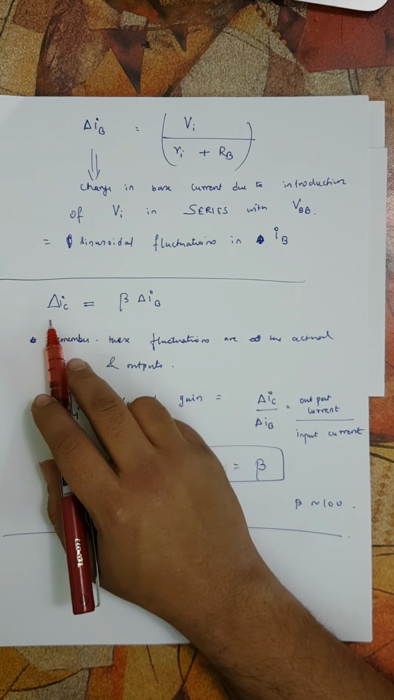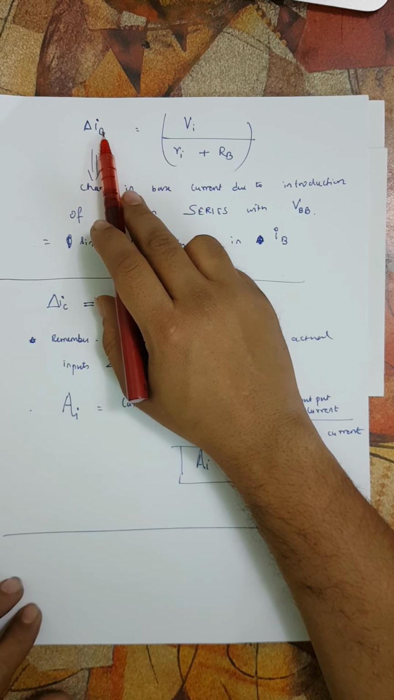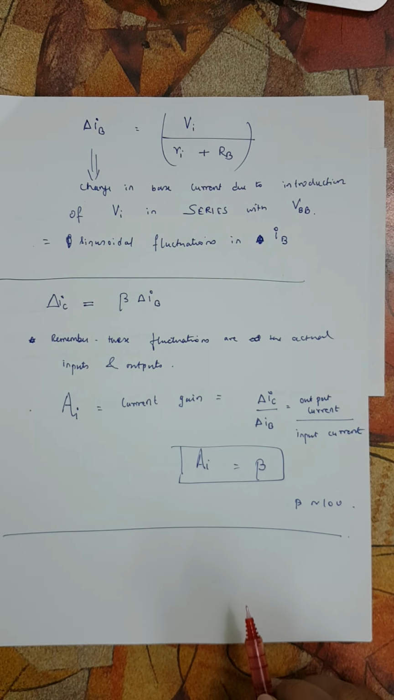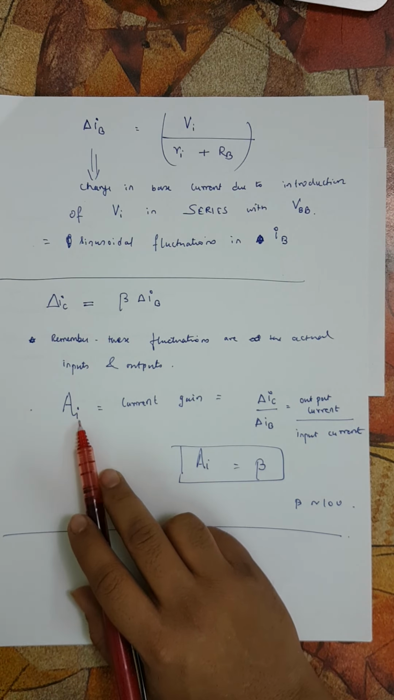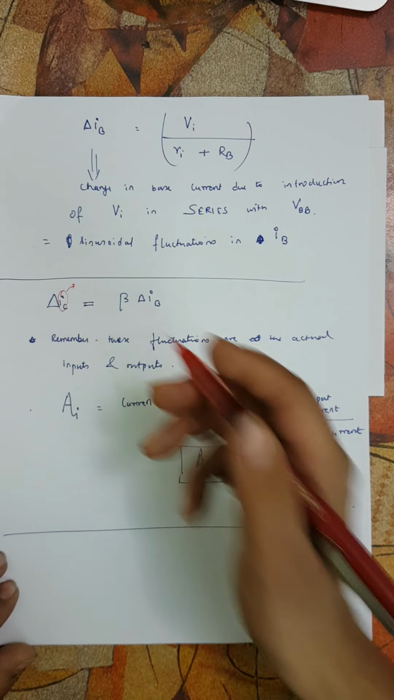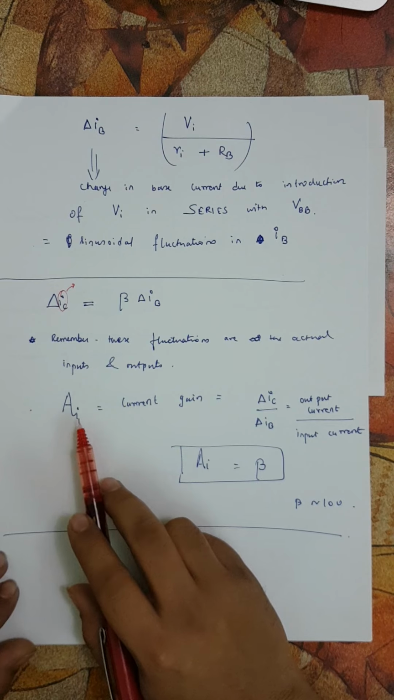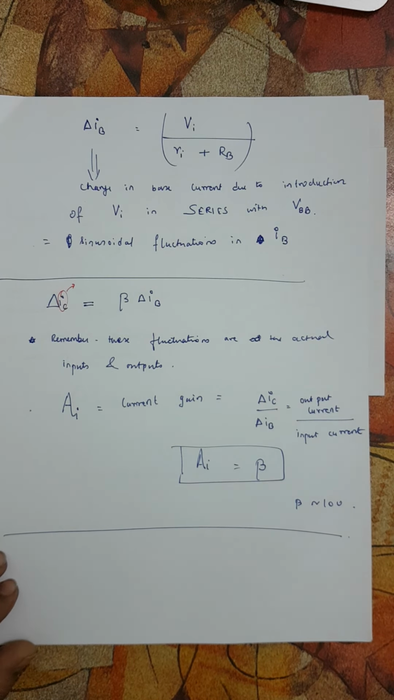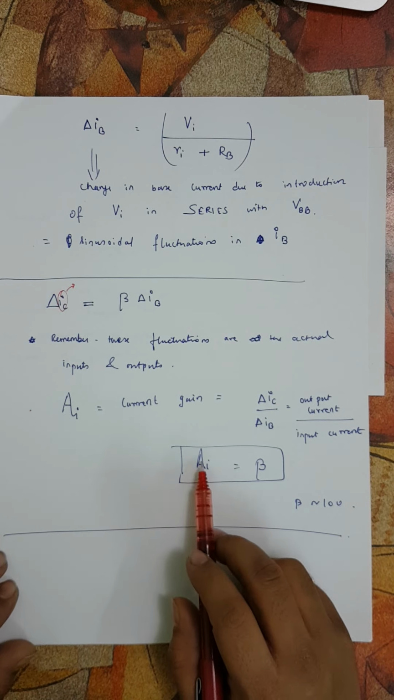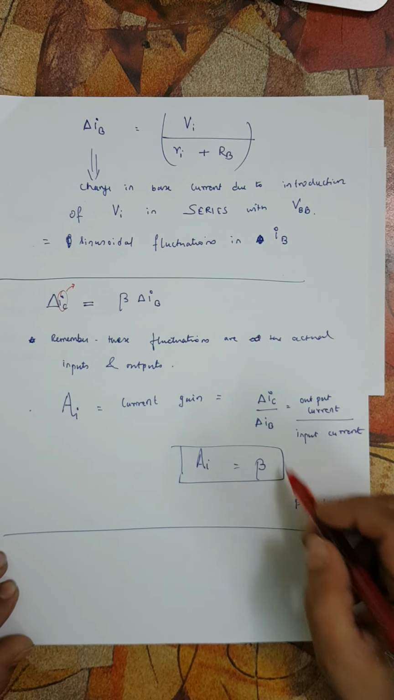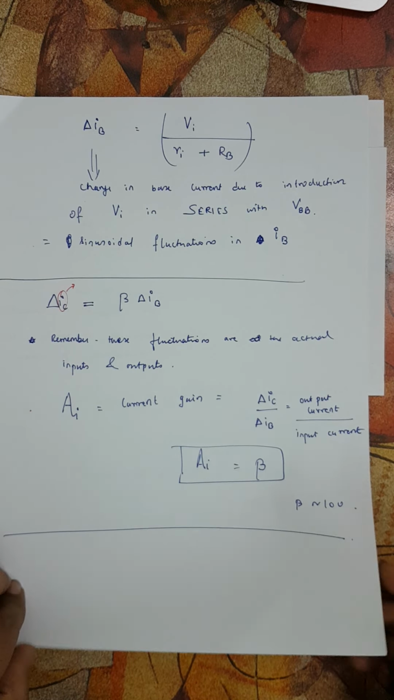Because of the change in the base current, the change in collector current will also happen. So we define the current gain as this. This is considered as the output current, so delta IC means change in output current. Current gain is defined as the change in the output current per unit change in input current. That means when we change the input current by some amount, how much does the output current change? That's what is called the current gain, represented by AI, which is equal to beta. Beta is roughly of the order of 100.